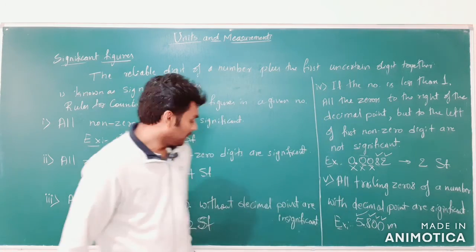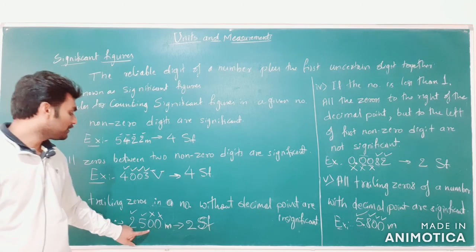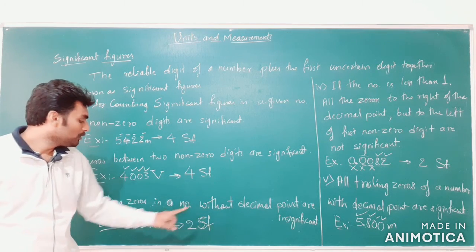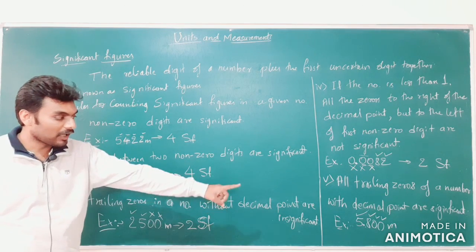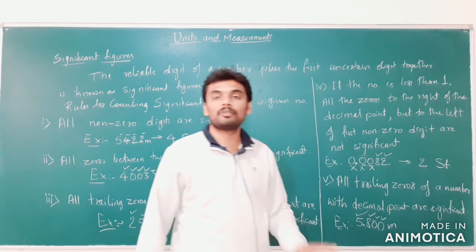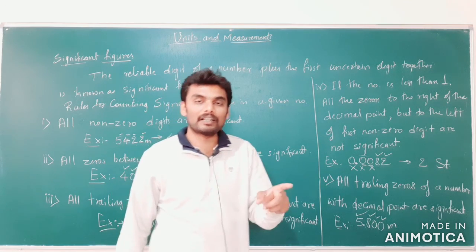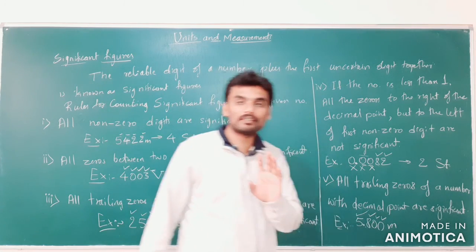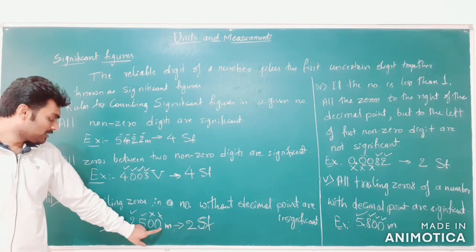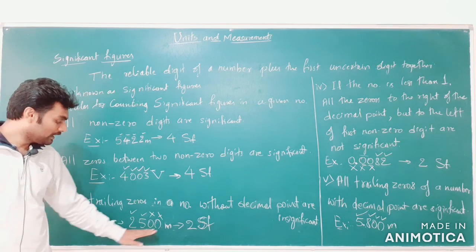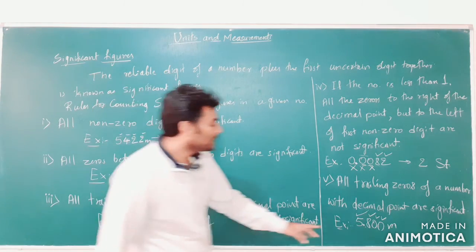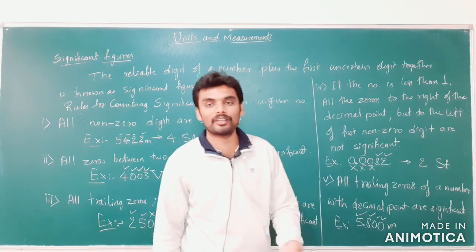You might think here we did not consider these two as significant because this number did not have any decimal point, but that number has a decimal point and trailing zeros. If the number has a decimal point and trailing zeros, then those zeros are significant. If the number does not have any decimal point but still has trailing zeros, then those zeros are insignificant. So here these zeros are significant. Why is it so? You might think of it like this.